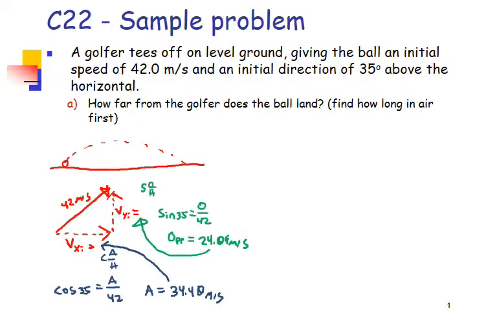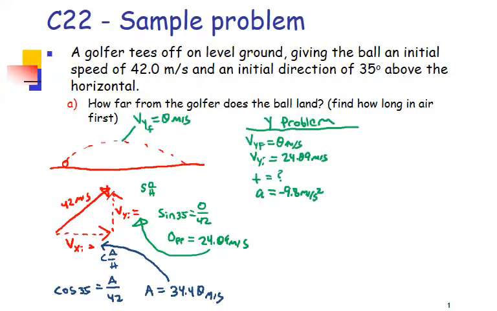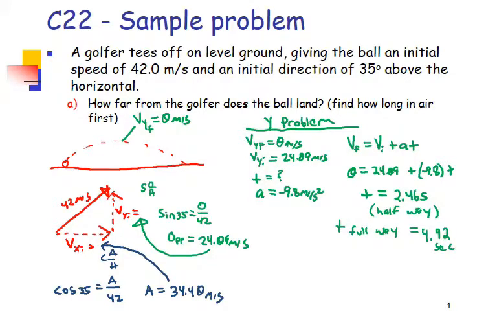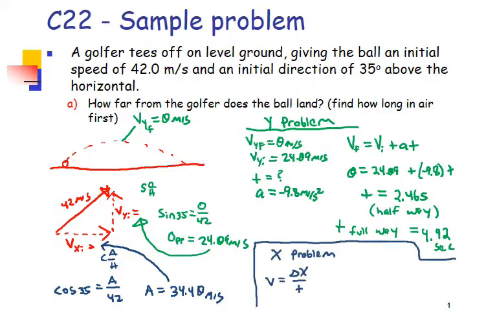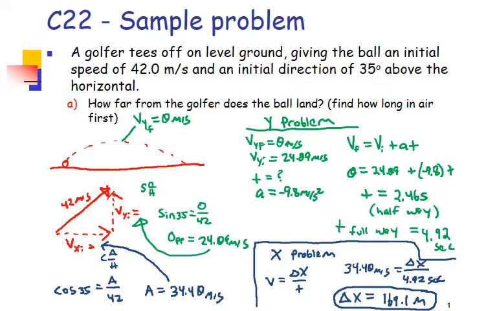Okay, so if you want to check your y velocity and your x velocity here, the y velocity is 24.09 meters per second, and the x velocity is 34.4 meters per second. Time halfway comes out to be 2.46 seconds. Multiply that by 2, and we get the time the full way. And then with our x problem, we multiply our x velocity times that time, and so we know it's going to go 169.1 meters in the x direction.